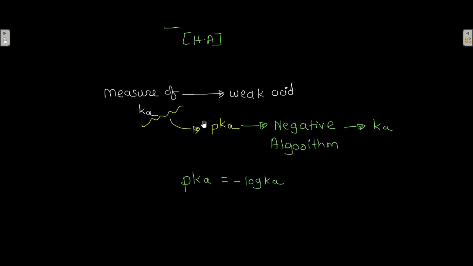Now the measure of this dissociation constant Ka for a weak acid is given by its pKa value, which is equivalent to the negative logarithm of the dissociation constant. So pKa is minus log of Ka.